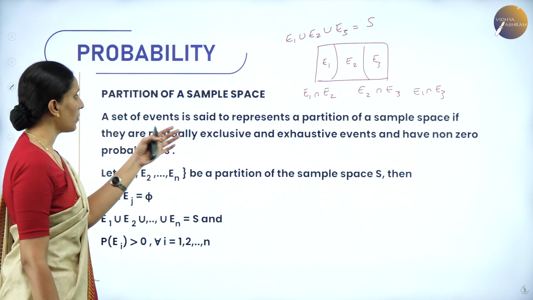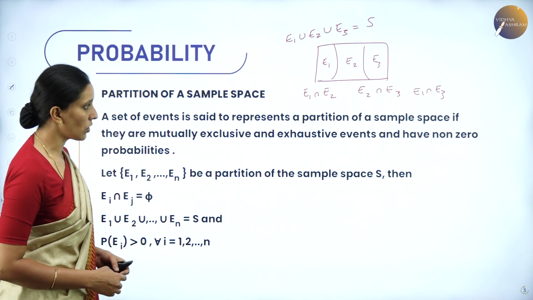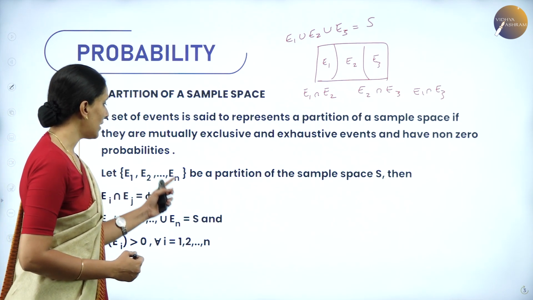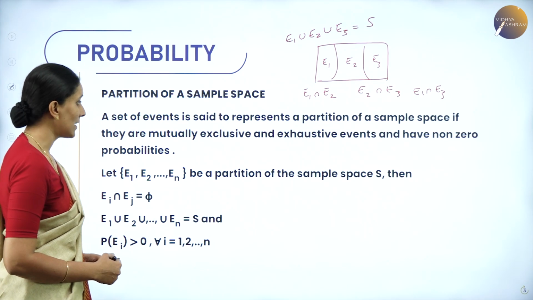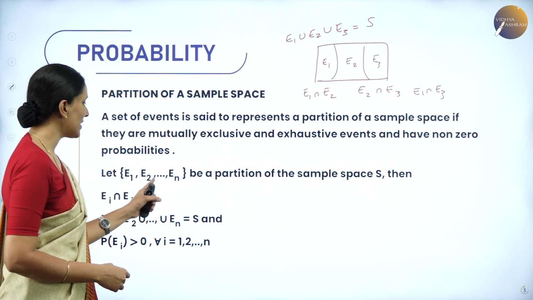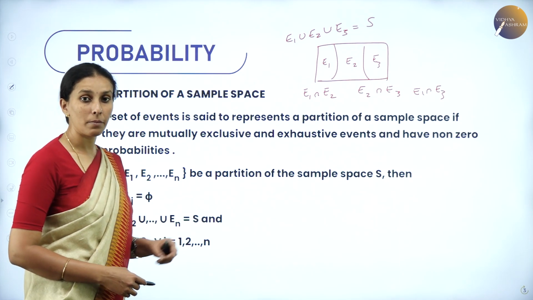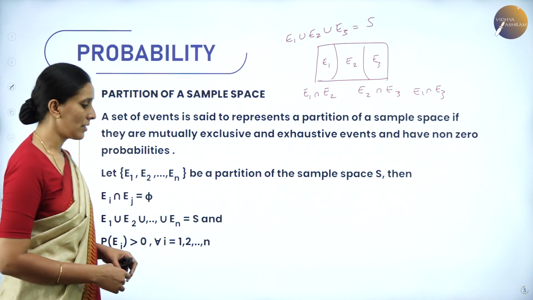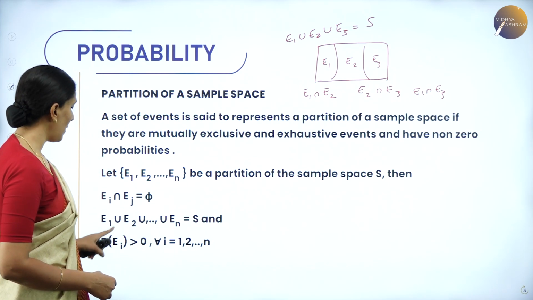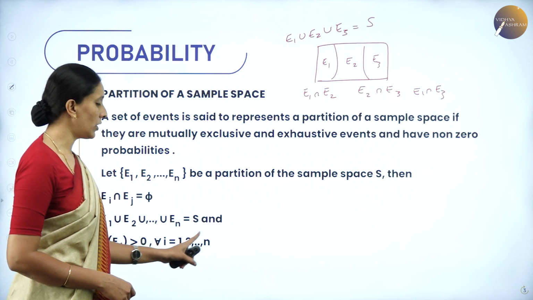Now here, a set of events is said to represent a partition of a sample space if they are mutually exclusive and exhaustive events and have non-zero probabilities. Let E1, E2 until En be a partition of the sample space S, then Ei intersection Ej, where i and j may represent any event, must be pairwise disjoint. That means all the events must be mutually exclusive. The union of all the events must be equal to the sample space, and the probability of any event should be greater than 0 for all i from 1 to n.